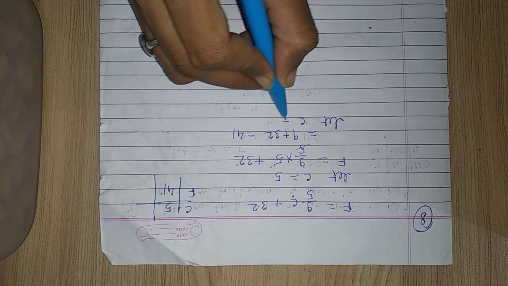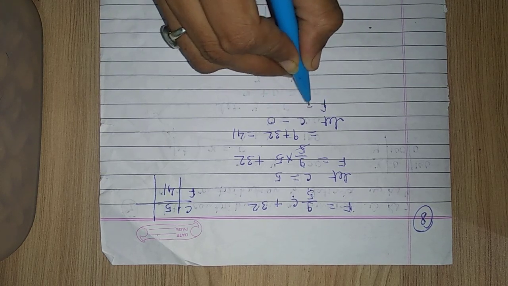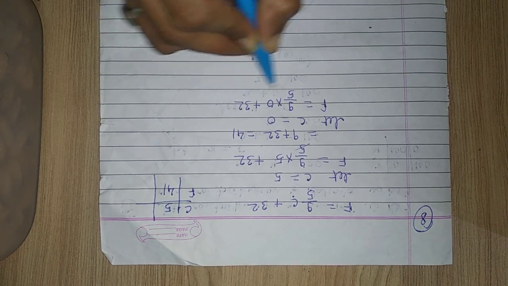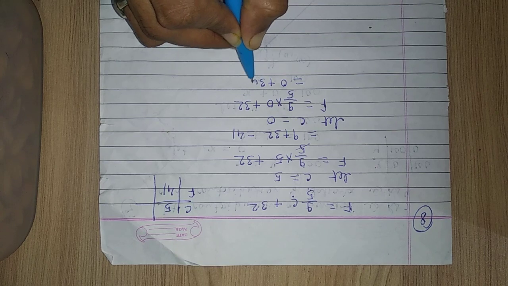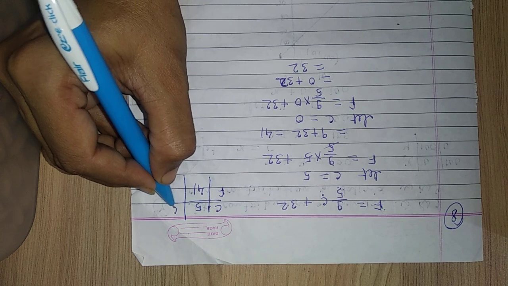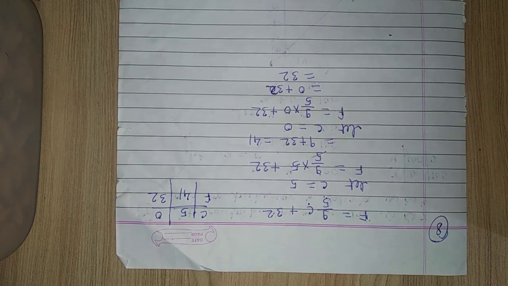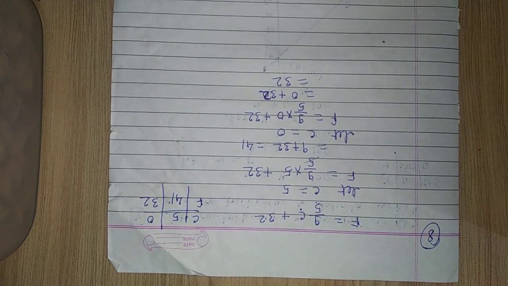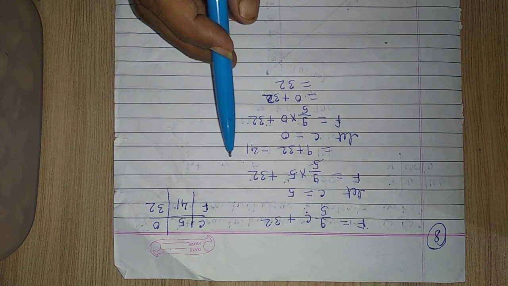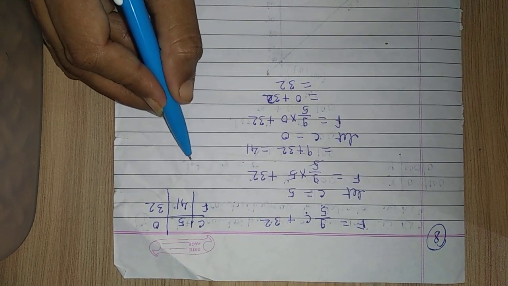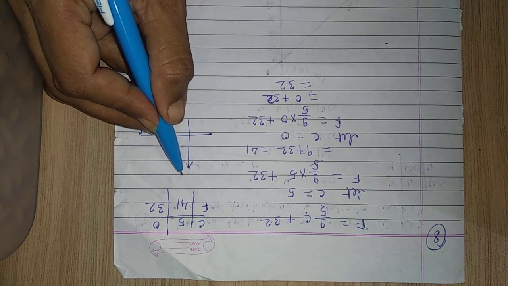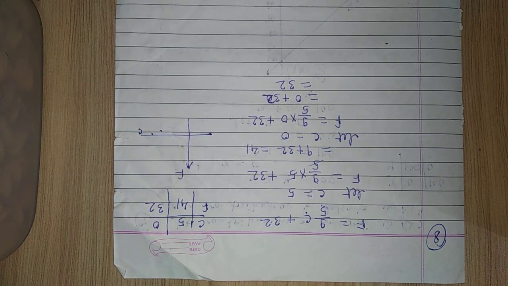Let C is equal to 0. So F is equal to 9 upon 5 multiplied by 0 plus 32. That is 0 plus 32. So answer is 32. When C is equal to 0, F is 32. Now your homework is draw graph of this equation by taking Celsius on x-axis and Fahrenheit on y-axis. On x-axis Celsius and on y-axis Fahrenheit. Draw the graph of this equation.